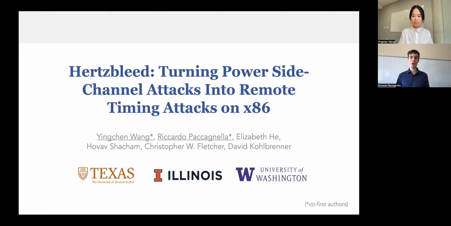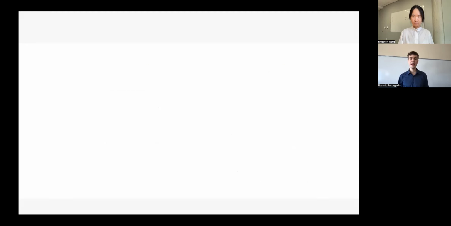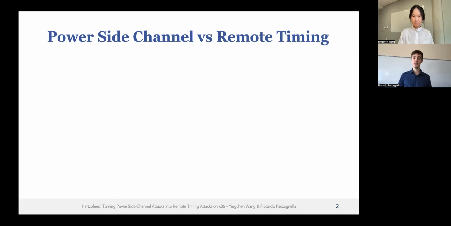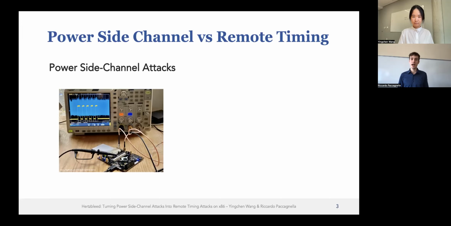And today we will tell you about a new class of side-channel attacks called Hertzbleed. Power side-channel attacks and remote timing attacks used to be two disjoint classes of attacks. On the one hand, we have power side-channel attacks. These attacks allow to infer very small changes in a program's execution, but they require access to power measurement interfaces.